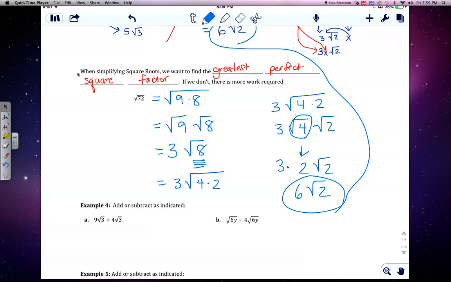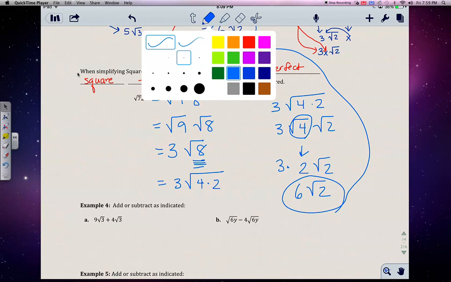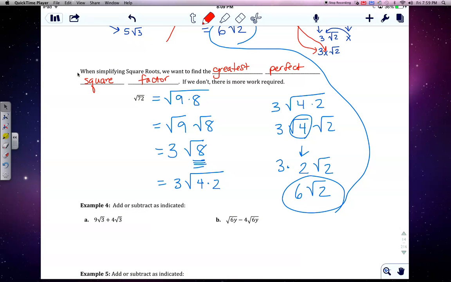I always tell students it's very similar to reducing fractions. If I had 20 over 40, and you divided both the numerator and denominator by 2, you'll get 10 over 20. Divided by 2 again, you'll get 5 over 10, and divided by 5, you get 1/2.